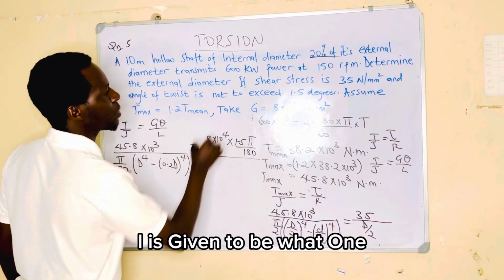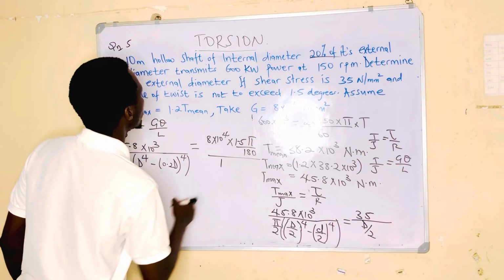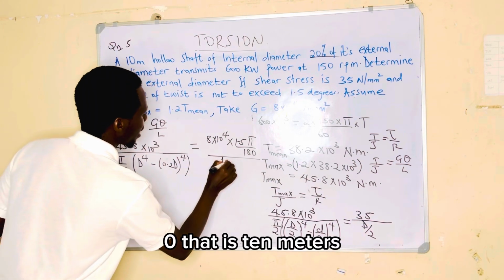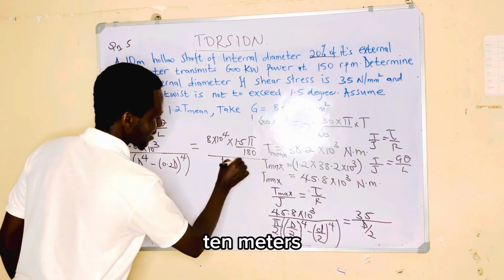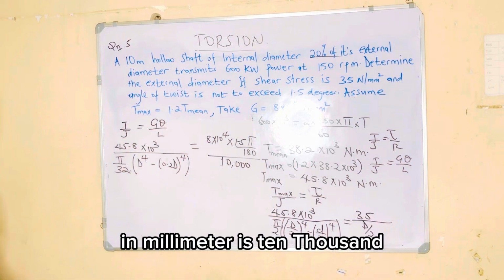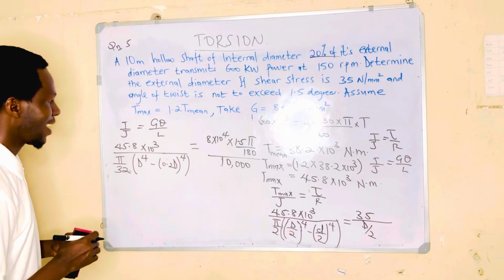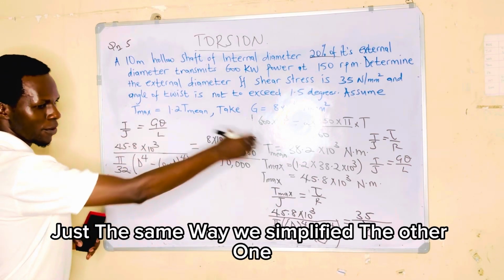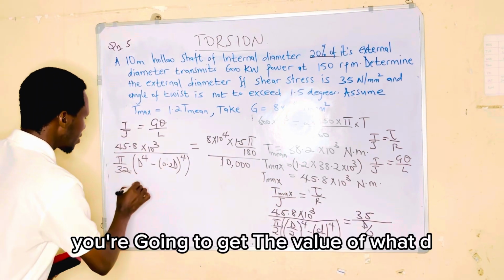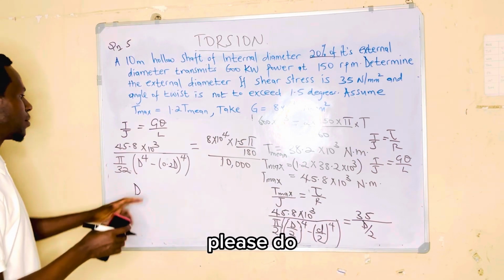L is given to be what? 10 meters. 10 meters in millimeter is 10^4. Alright. So this is the expression you have. If you simplify just the same way we simplified the other one, you're going to get the value of what? D. Please do simplify this.